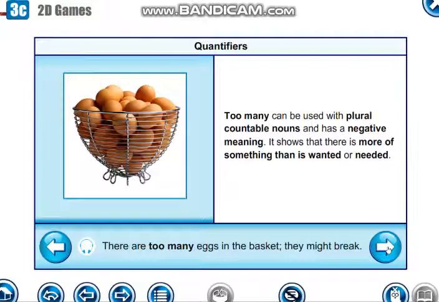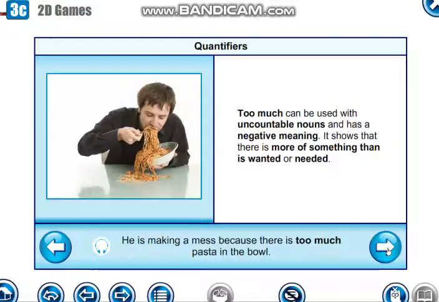The next is too many can be used with plural countable nouns and has a negative meaning. It shows that there is more of something than is wanted or needed. So many, too many. For example, there are too many eggs in the basket. They might break. Look at the picture. Too many. And that too much can be used with uncountable nouns and has a negative meaning. It shows that there is more of something than is wanted or needed. For example, he is making a mess because there is too much pasta in the bowl. Look at the picture. Too much.